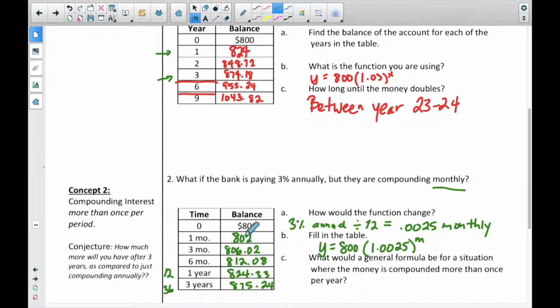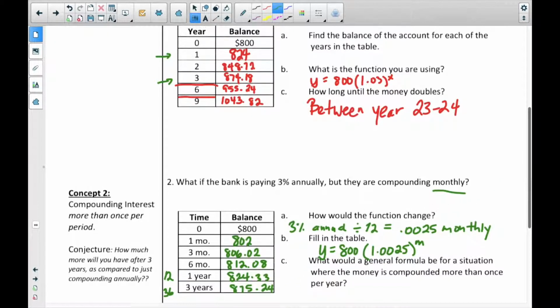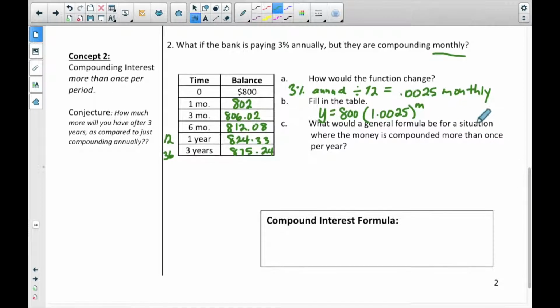So you're getting a better deal when you're compounding it more frequently, but not a huge deal, right? I mean, it's just a couple of cents basically after 3 years. So it's really not a huge deal, but it is a little bit more money. But again, not a whole lot of money. Okay, so that is how we are going to do it if we compound it in a different time period. Instead of annually, if we go monthly, we're going to take that percent and divide by 12. And then we're going to use that same formula.